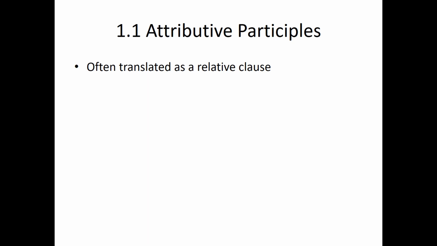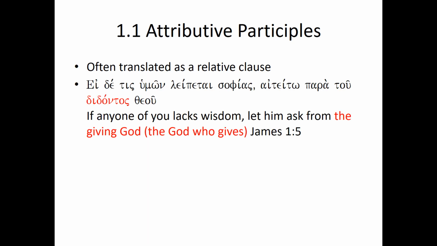Attributive participles will often be translated like a relative clause, a who, a which, or that clause. James 1:5, Ei de tis hymōn leipetai sophias, aitetō para tou didontos theou. If any of you lacks wisdom, let him ask from the giving God. I've translated that one in the normal adjectival way, adjective noun, the giving God. But what you'll see is this is often translated as the God who gives. The God who gives. And of course it goes on to characterize this God who gives.